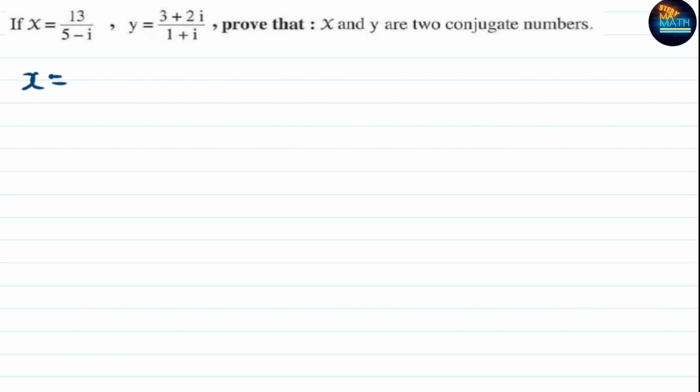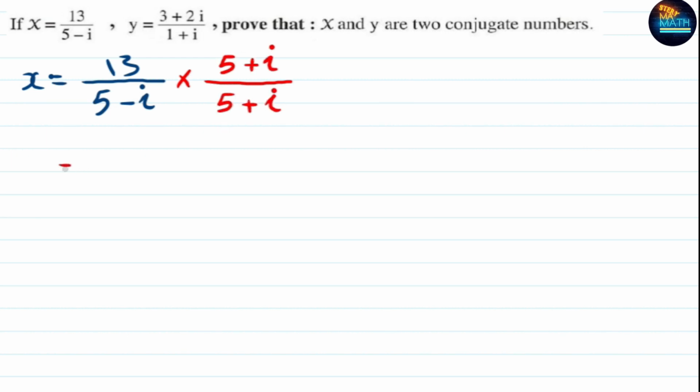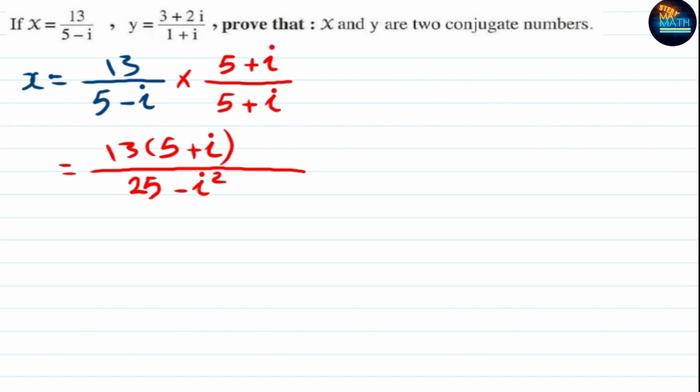Let's start with x. x is equal to 13 divided by 5 minus i, and to simplify that, you have to multiply by the conjugate of the denominator, which is 5 plus i. So multiplying by 5 plus i over 5 plus i. So it's equal to 13 multiplied by 5 plus i in the numerator. And in the denominator, because they are conjugates, you can multiply the first term by the first term and the second term by the second term. 5 times 5 is equal to 25, and negative i times i is negative i squared.